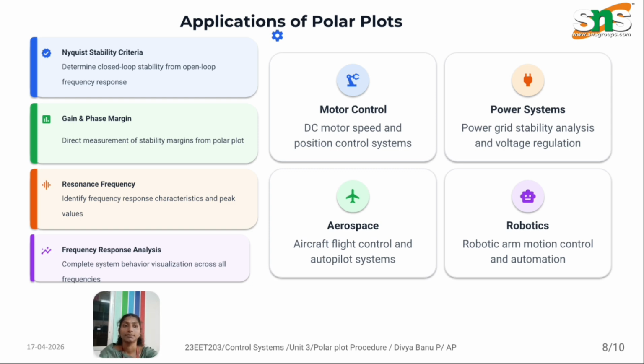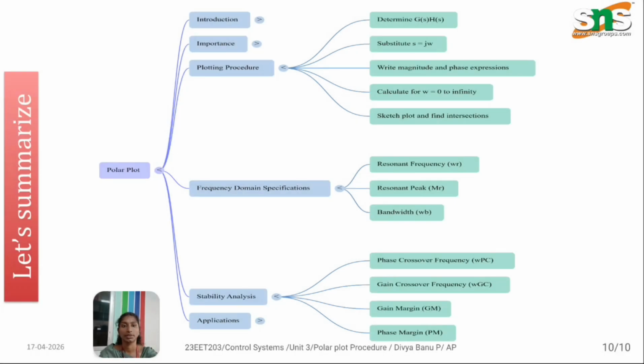Coming to the summary, in this video we have clearly discussed polar plots, the importance of the polar plot and the advantages of the polar plot compared to the Bode plot. In the Bode plot we have complex calculations and two different plots, whereas in the polar plot we can do it with the same plot, and frequency domain specifications were included along with the stability analysis, like calculating the gain margin, phase crossover frequency, and gain crossover frequency.